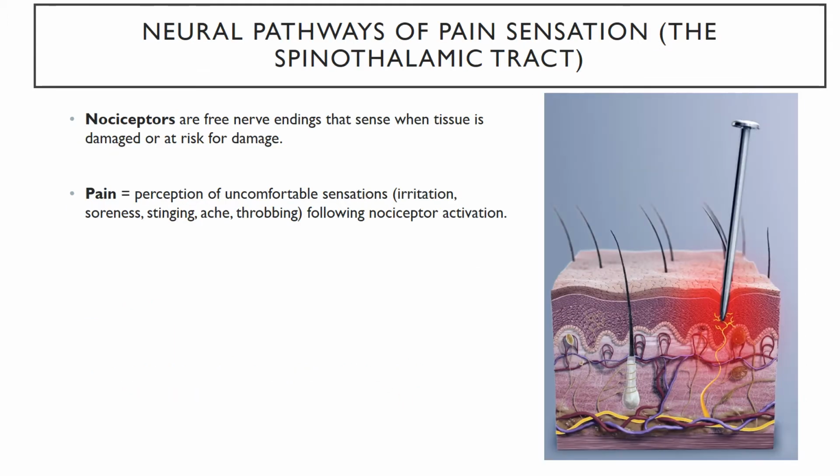Nociceptors don't have any specialized endings like the mechanoreceptors. Instead, they are just free nerve endings that sense when tissue is damaged or at risk for damage. They tend to be sensitive to shearing and changes in pressure, so they do have some stretch capability, but there are a number of other things that can activate them as well. Pain, we can define as the perception of uncomfortable sensation. That can include irritation, soreness, stinging, aching, throbbing, even itch, following nociceptor activation.